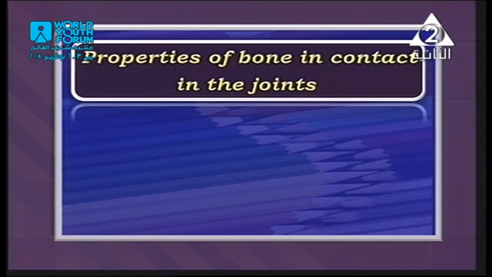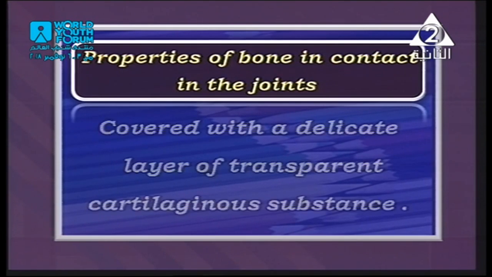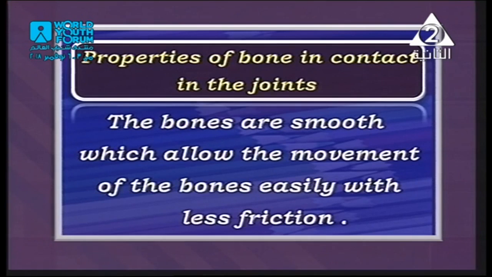Properties of bone in contact in the joint. They are covered with a delicate layer of transparent cartilaginous substance, and also the bones are smooth. So what does it mean? Why do we need the bone to be smooth? They allow the movement of the bones easily with less friction.